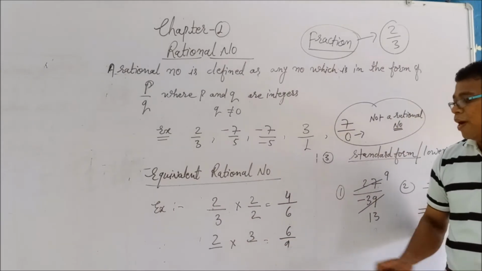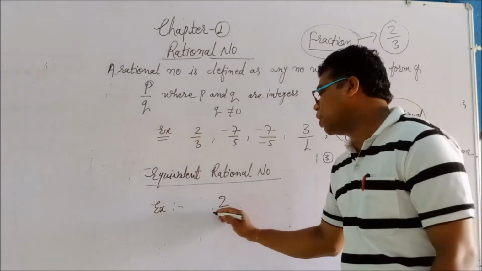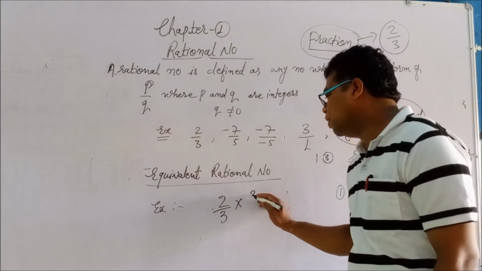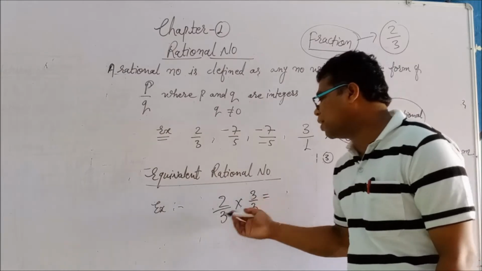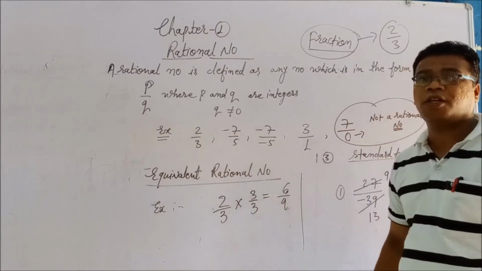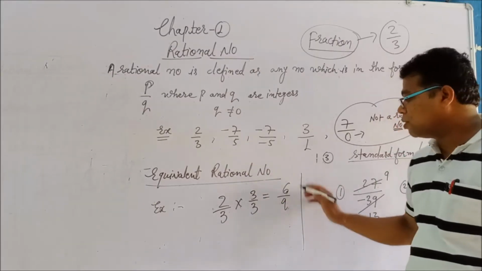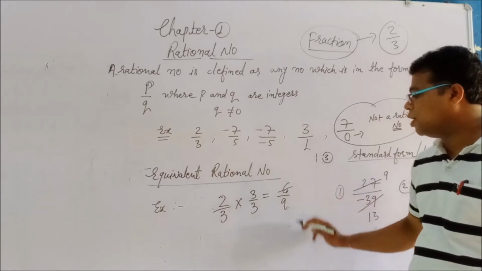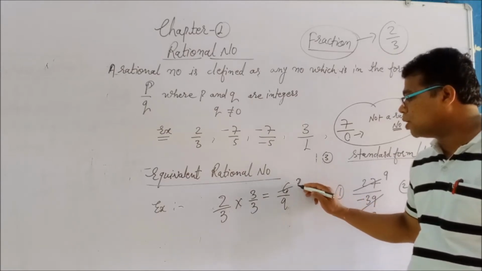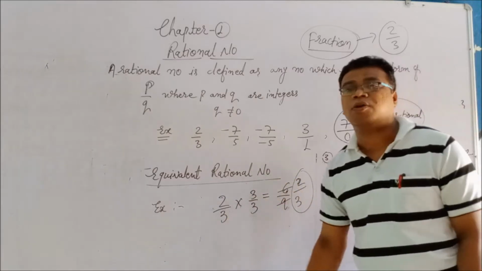If I have to find another rational number for 2 upon 3, what I have to do? 2 upon 3 into 3 upon 3. So I can write down 2 threes are 6 upon 9. It is another equivalent rational number. Why is it known as an equivalent rational number? Because if I solve it again, see, 3 twos are 6 and 3 threes are 9. So again it will give me the same number, 2 upon 3.